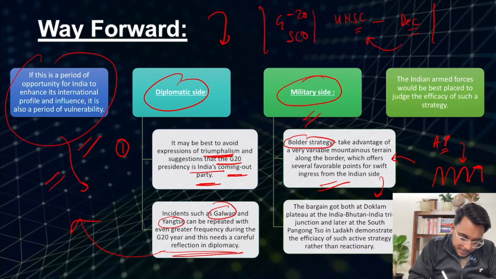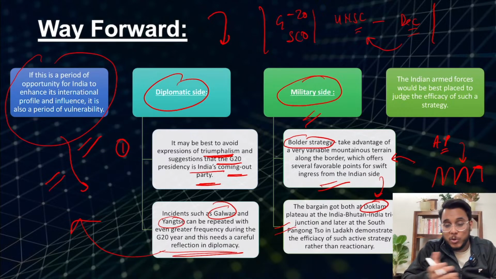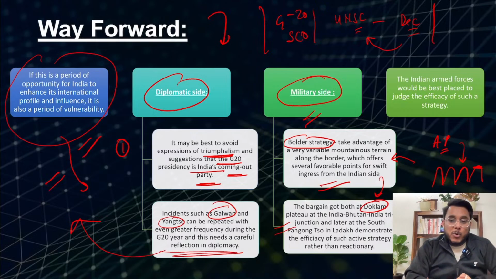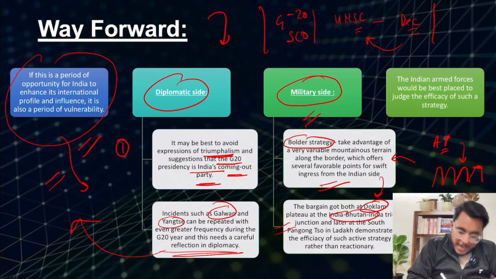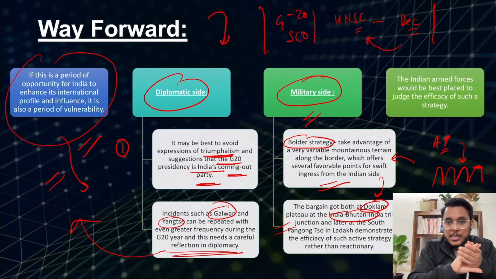Moreover, guys, when we talk about the Doklam Plateau, there is the India-Bhutan-China tri-junction there. We have earlier seen confrontations, but we have solved those through military channels, through the corps commander talks, etc. Even at Pangong, the active strategy of the defense forces, where they have actively engaged, has shown considerable fruits. So that particular thing is to be repeated in this particular sector as well.